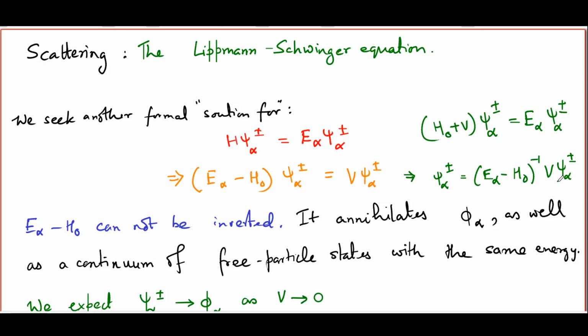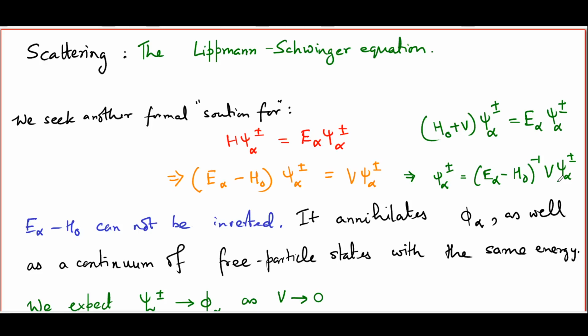Now, in our case, we know that H0 has E alpha as an eigenvalue. So, E alpha minus H0 acting on phi alpha will obviously give me 0. Not only is phi alpha annihilated by E alpha minus H0, a full continuum of free particle states with the same energy as E alpha, but with other single particle labels which differ from those in alpha, would also be annihilated by E alpha minus H0.